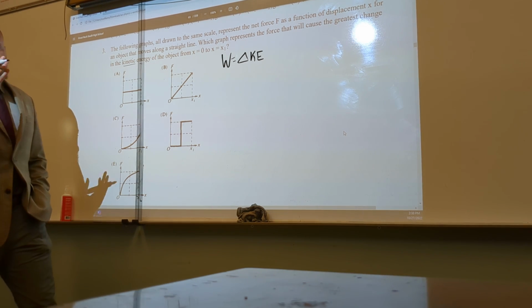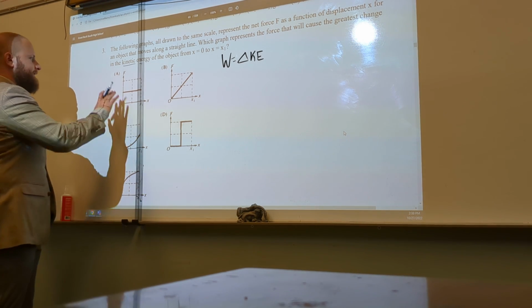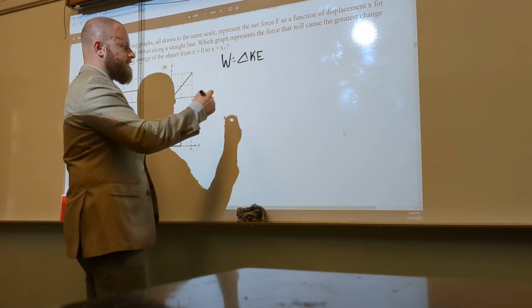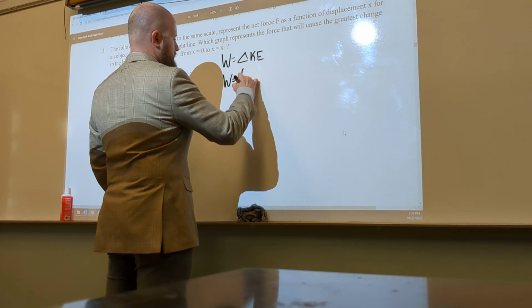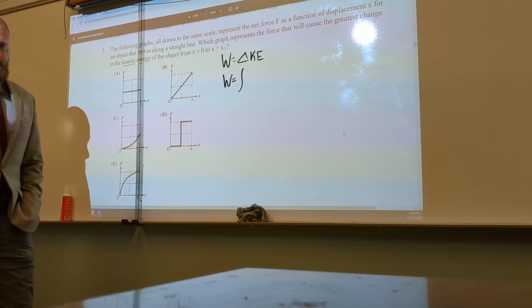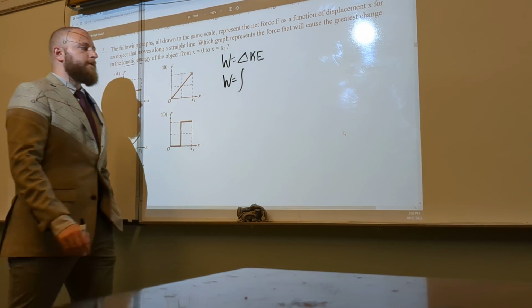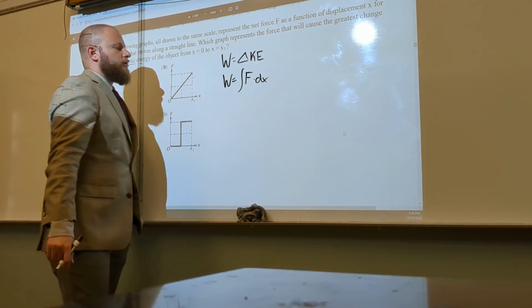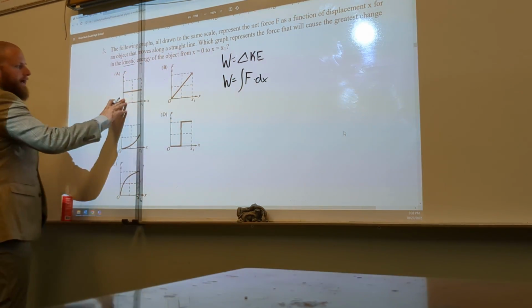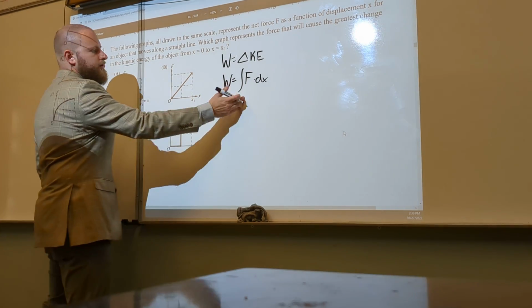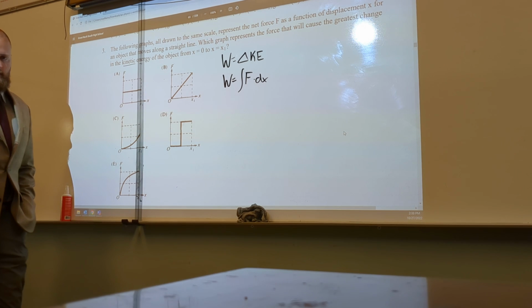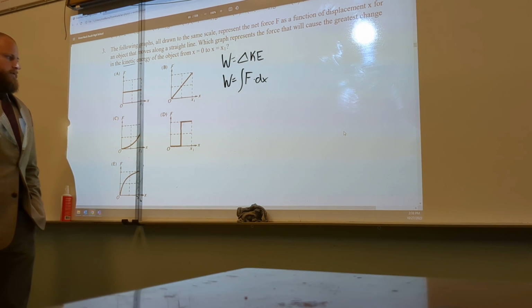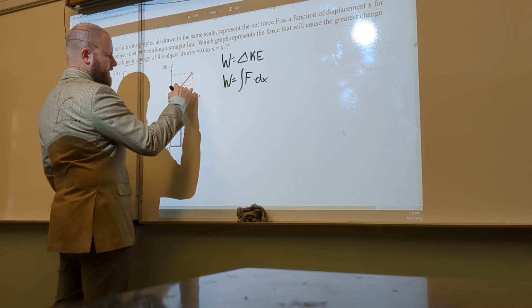Now, how do we find work? We have a graph of F and x. What is the formula that we have for work? Okay, hopefully you said work equals the integral of F dx, right? And so what is it on this graph? How do we see that on this graph? What's the integral? How do we represent that graphically? Hopefully you all are saying the area under the curve, right? So we're looking at this area under the curve.